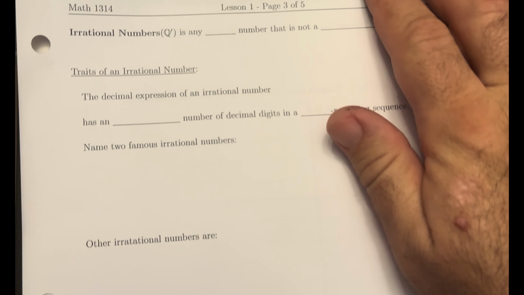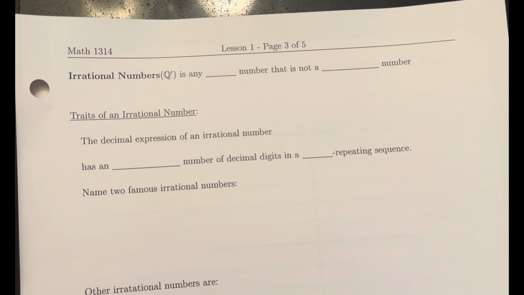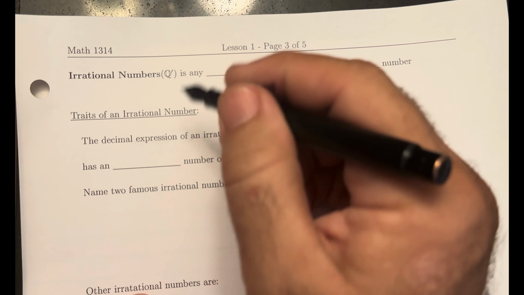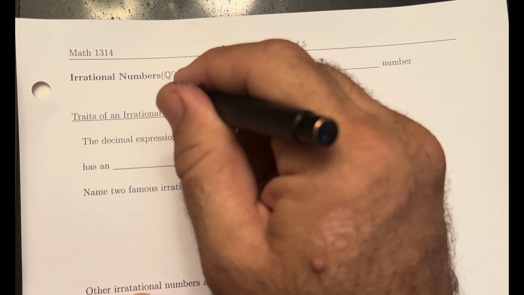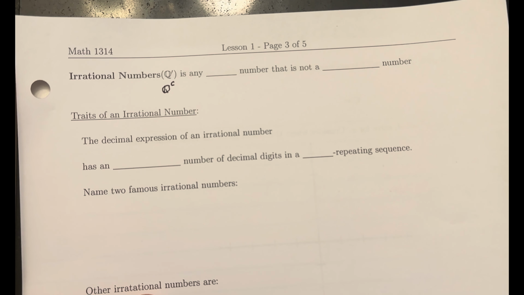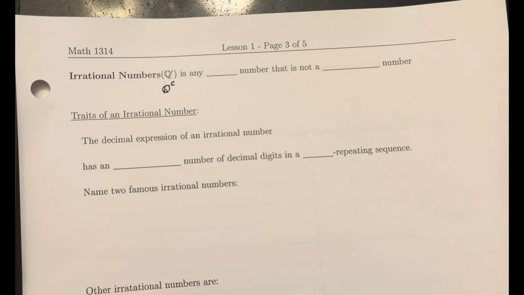And this brings us to the set of irrational numbers, as in not rational. So irrational numbers, and we use this Q tick. A lot of the times I'll see a Q with a C. C generally stands for complement, but a tick mark is just fine for this class.